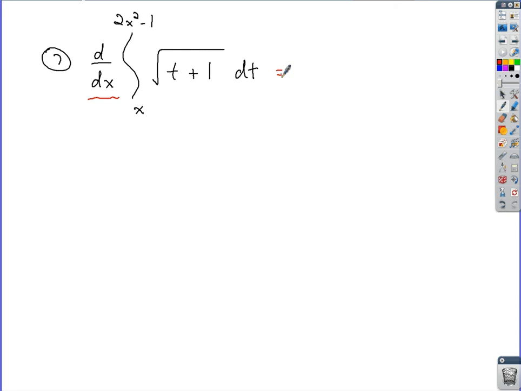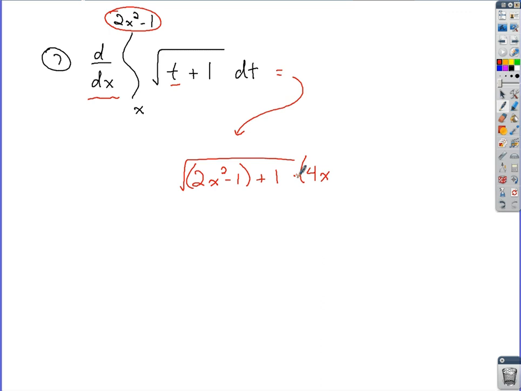What that tells us to do is take this top expression on our interval and replace any t's that we see within the function we're applying this integral to. As we plug in, I'll bring it down here, we've got the square root of 2x squared minus 1, replacing t, plus 1. After we plug in that expression, we take the derivative of the expression. So the derivative of 2x squared minus 1 would just be 4x. We multiply that on.